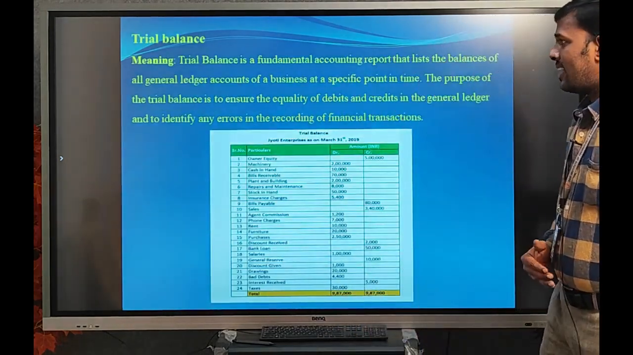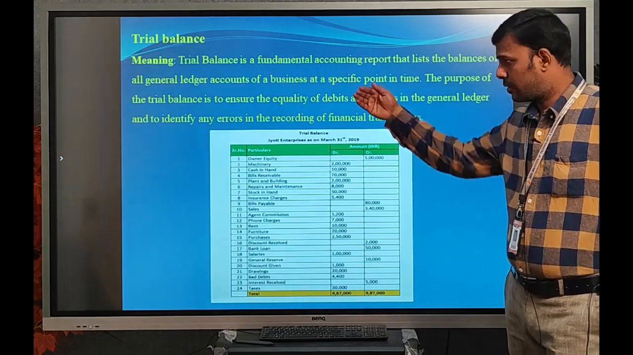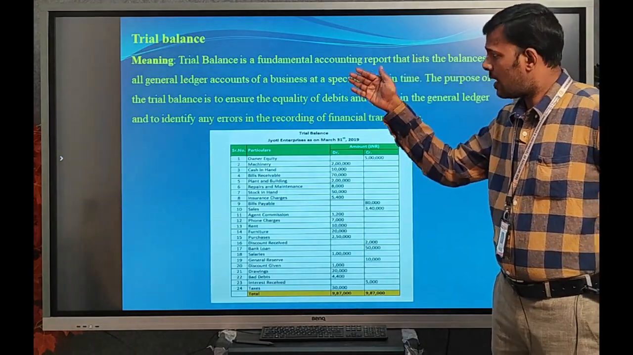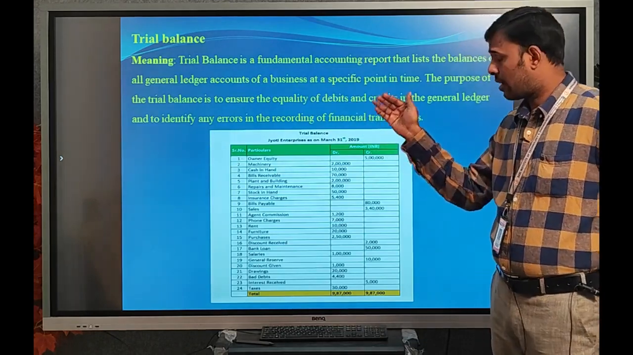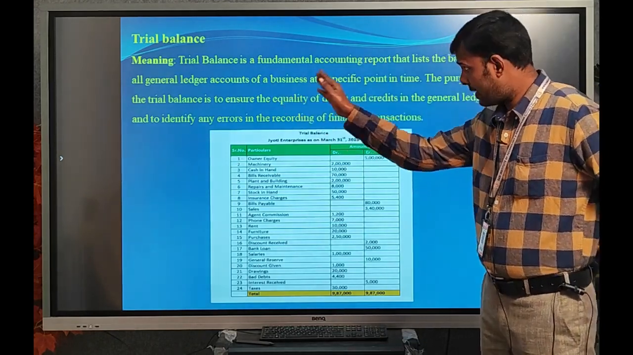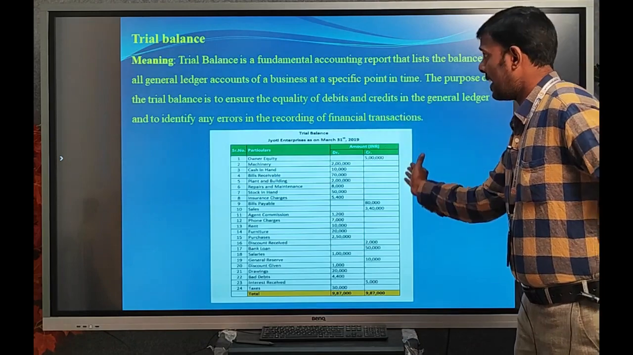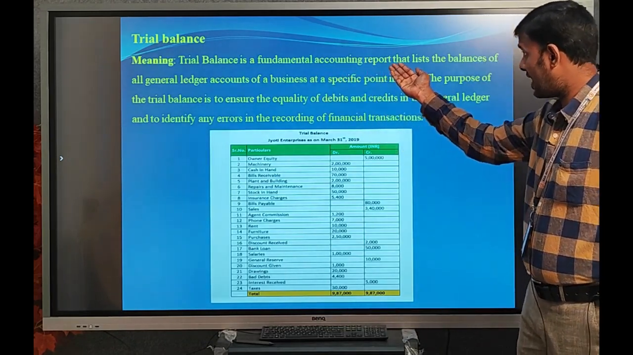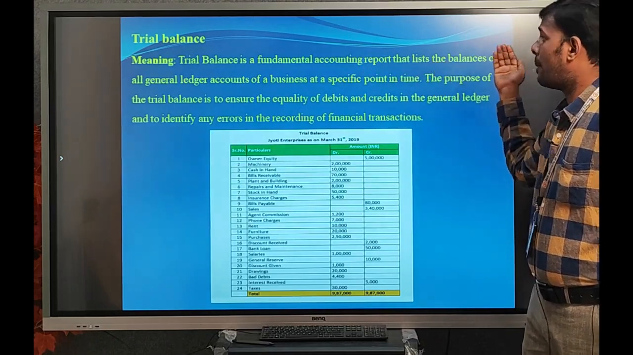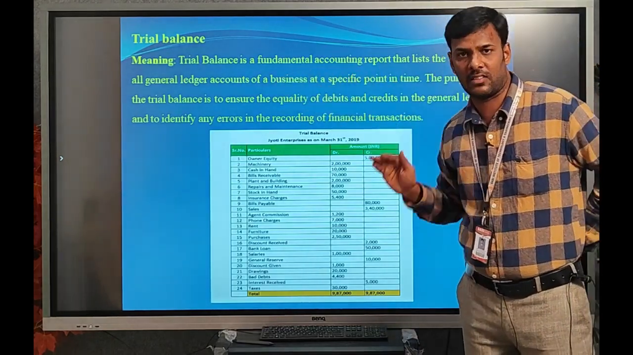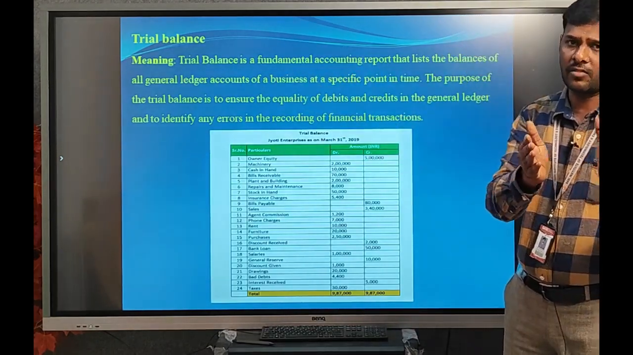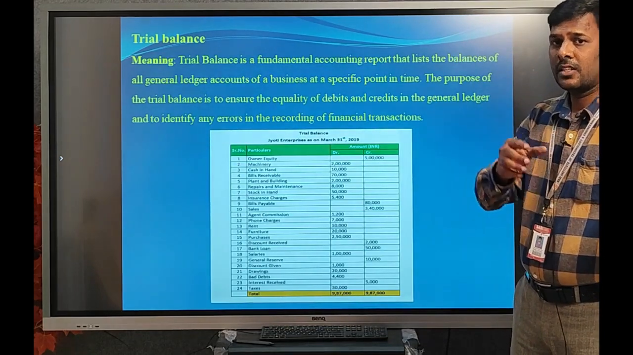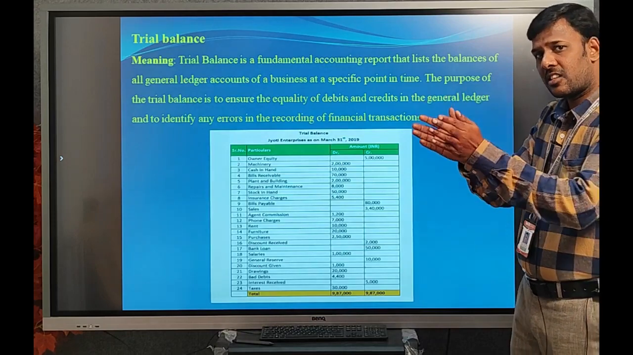Next one, trial balance. Yes, it's very important. What are the things happening in the trial balance? The ledger has to be systematically recorded in the trial balance. If you ask what is the meaning of trial balance, trial balance is a fundamental accounting report that lists the balances of all ledger accounts. Yes, all ledger balances we prepared. There are a number of ledger accounts, but all the ledgers should be recorded in a systematic way.